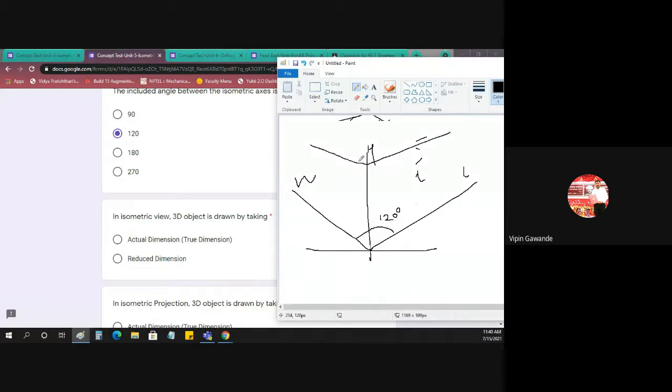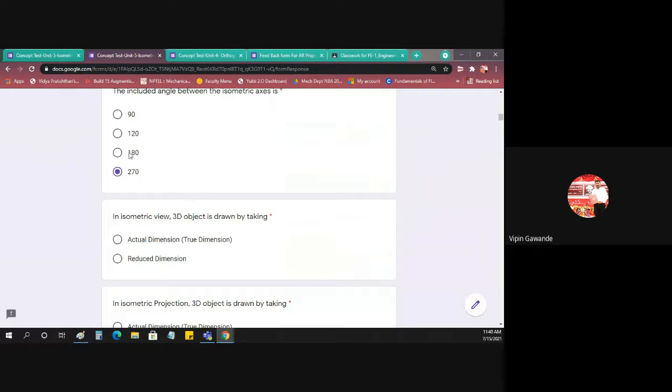What is the included angle between the isometric axes? This is 120 degrees. 120 here, 120 here, and 120 here. All the angles are the same. That's why we call this isometric projection or isometric drawing. Now this is 120 here.